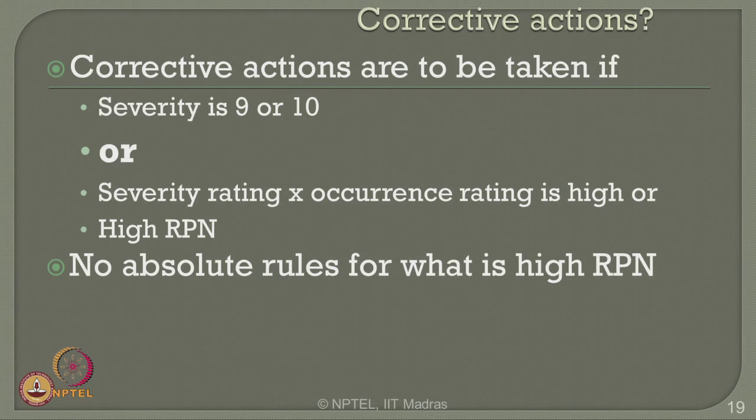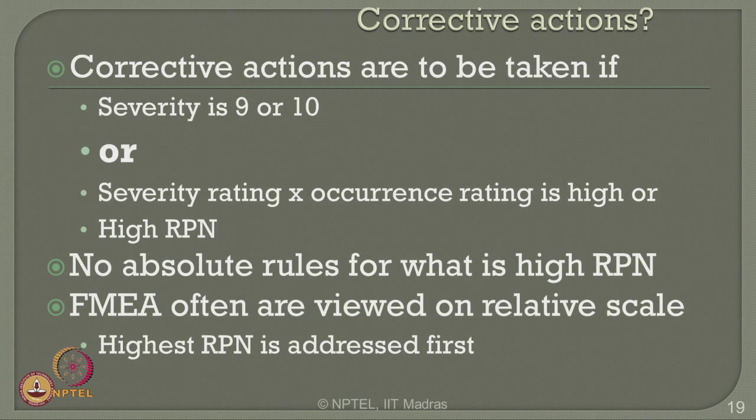RPN generally is a confusing term because RPN does not have any absolute rules. What is meant by the highest RPN? RPN only gives you the relative ranking between the components in a given system. Therefore, FMEA results are often viewed on a relative scale. Highest RPN is addressed first.